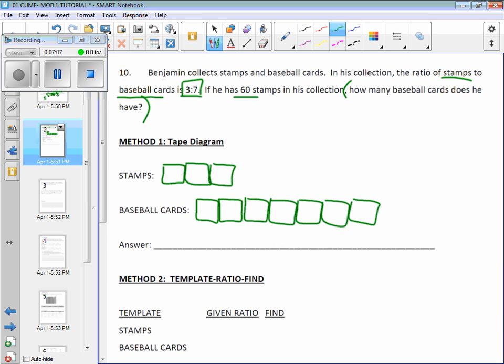I'm now going to go back into the question and find the next piece of information that I'm going to need. And my next piece of information is my amount of stamps, which is 60. 60 stamps is being represented by 3 of these boxes in my tape diagram. I'm going to put a 60 above here.